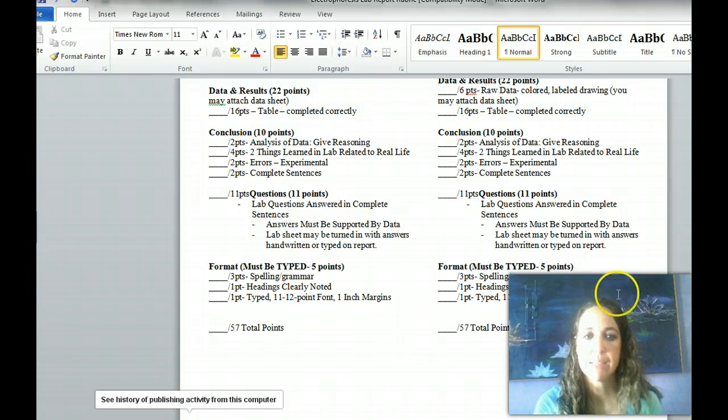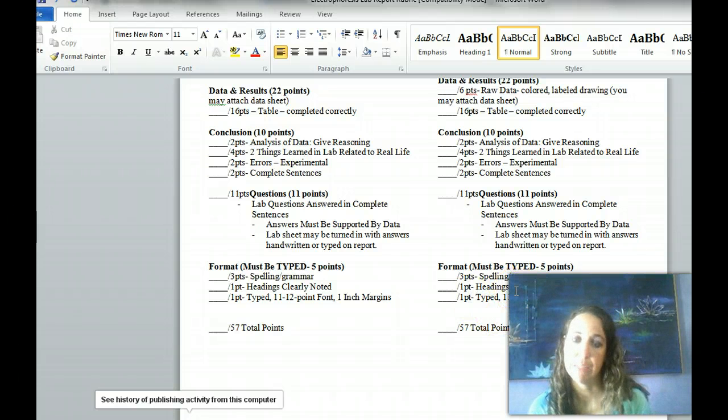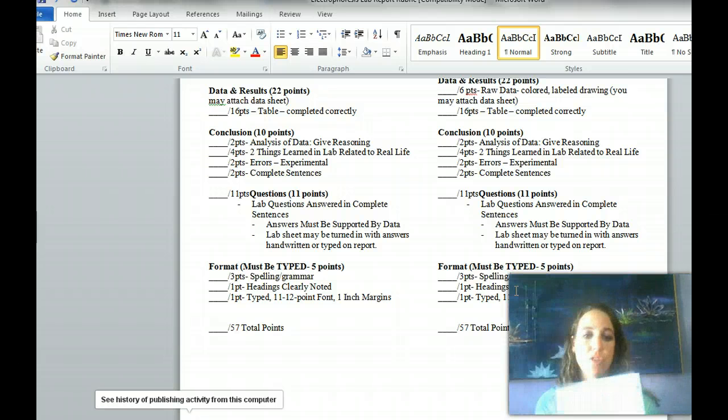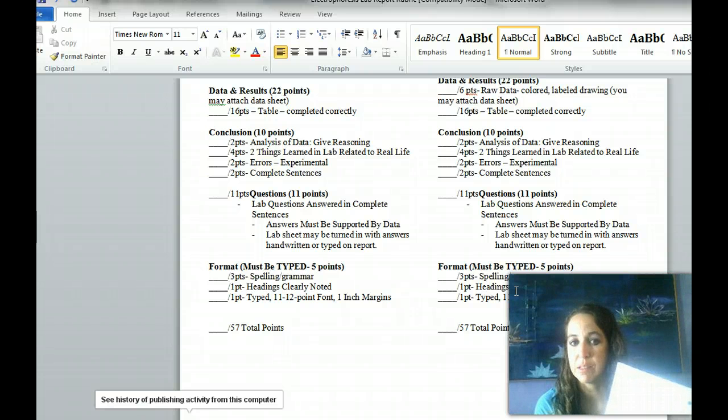The complete sentences actually should have been down here in the formatting. Both the conclusion and the introduction need to be in complete sentences, so make sure that you do that. And then the lab questions. Those are the questions that are on the back of this paper. So just turn it over, answer the questions. They need to be answered in complete sentences as well.